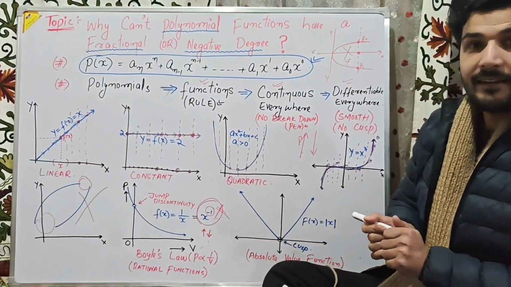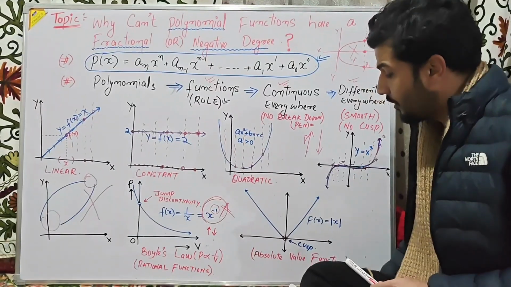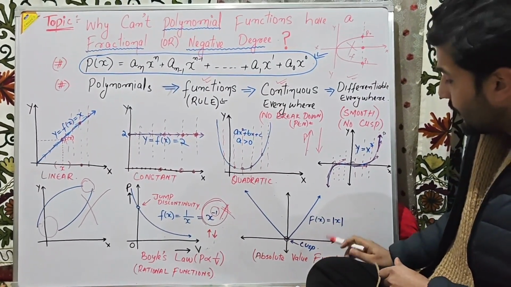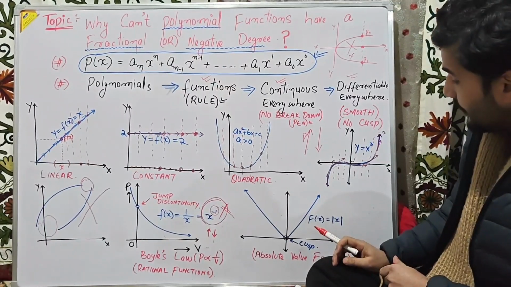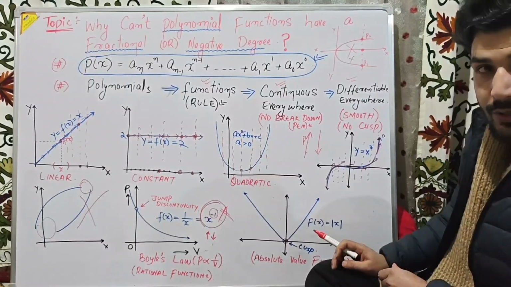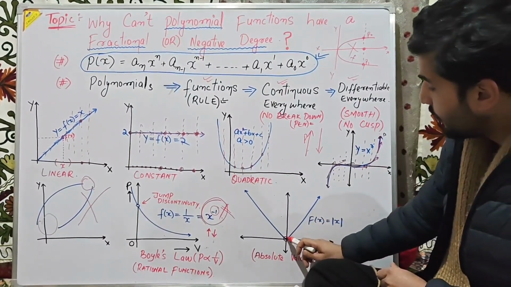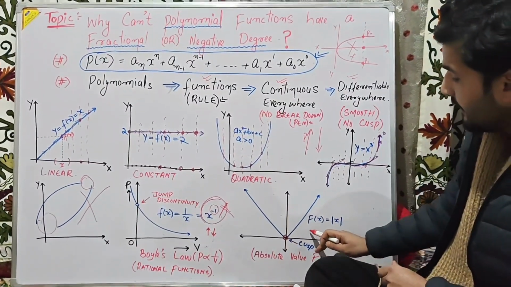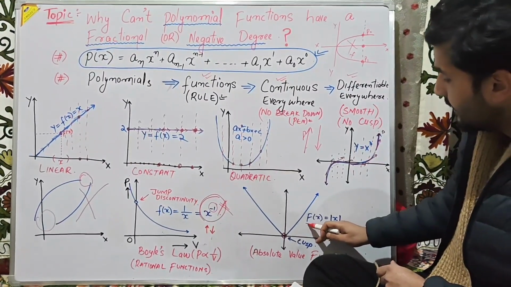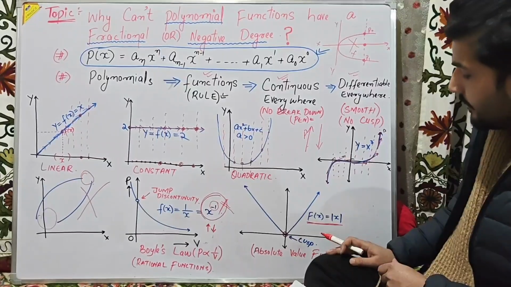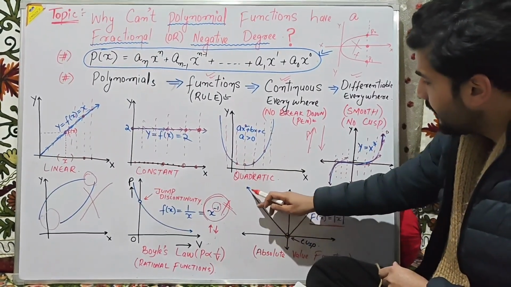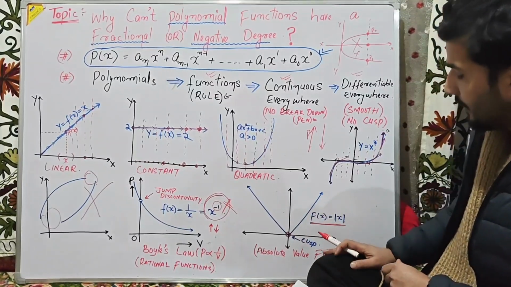Now we have another graph of a function, one of the most important graphs, that we call the absolute value function. It is used to find distances from the origin, and mathematically it is represented by f of x equals mod x. Okay, so this is the domain set, and this is the graph of the absolute value function.